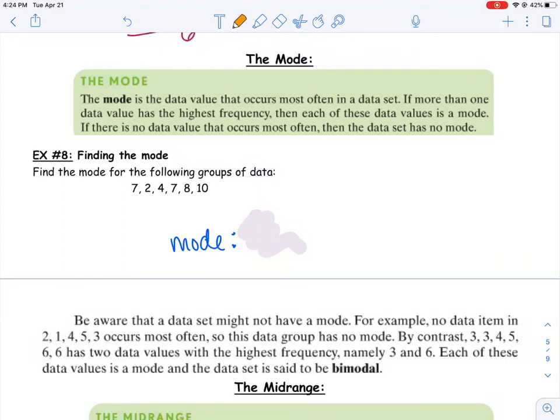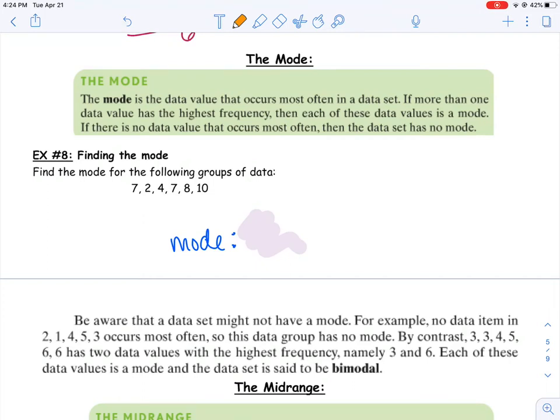Right, here's our last video in section 12.2. We're going to finish off this section and do examples 8, 9, and 10. We've already talked about mean, average. We've talked about median, middle. Now we're going to talk about mode and mid-range, the last two measures of central tendency.